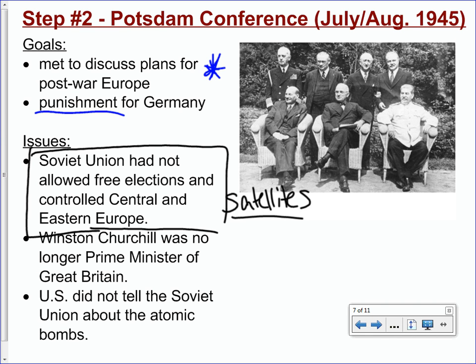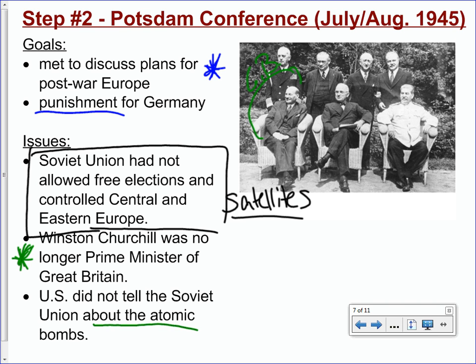The second issue is one of the major opponents of communism, Winston Churchill. We're going to look at a speech that he makes a little bit later on in the unit. He is not going to be reelected, and the new prime minister is going to be Clement Attlee. So we're going to write GB right here. He's the prime minister of Great Britain. So one of the strong opponents of communism is not there.